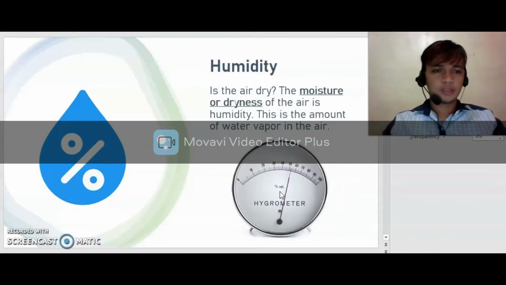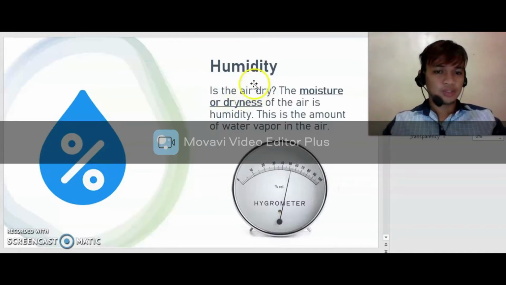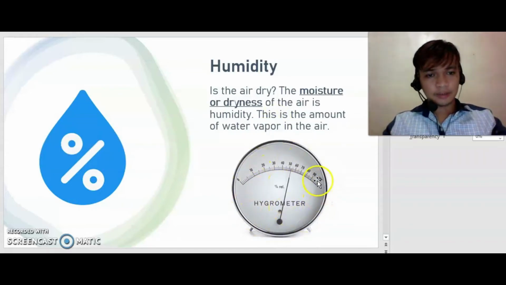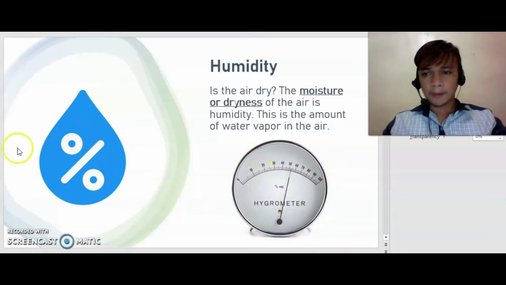Alright, so another weather element is the humidity. It tells you whether the air is dry, or if there is moisture or dryness of the air. So that is your humidity. This is the amount of water vapor present in the air. It is measured with this weather measuring tool. This is a hygrometer.